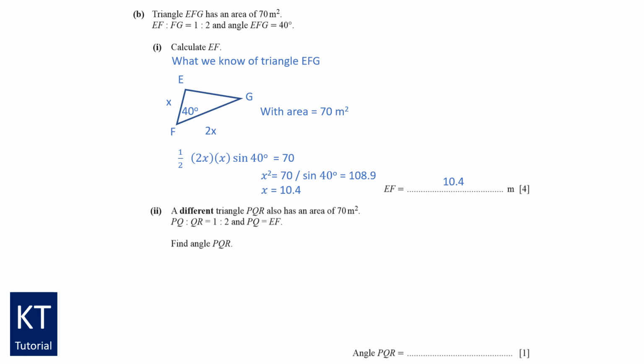Next, a different triangle PQR has an area of 70 meters squared. PQ to QR is also 1 to 2, and PQ is equal to EF. Find the angle of PQR. Do note that the word different is in bold.